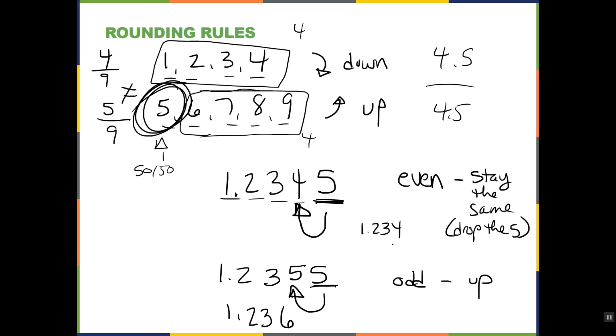You can call it rounding down or staying the same or whatever you want, but you dropped the 5 and you kept that, right? So you went down when it's even. When it's odd, you went up. So it's a 50-50 split, and that's what happens when we get to 5. Okay? And those are the rounding rules for chemistry and for science.